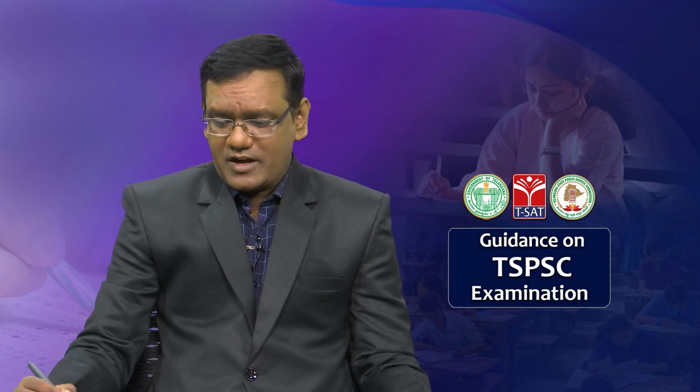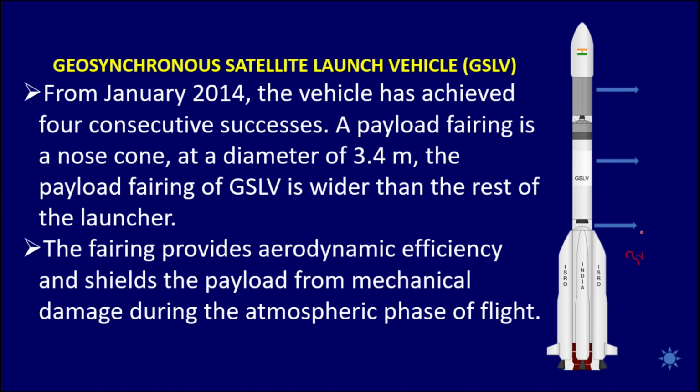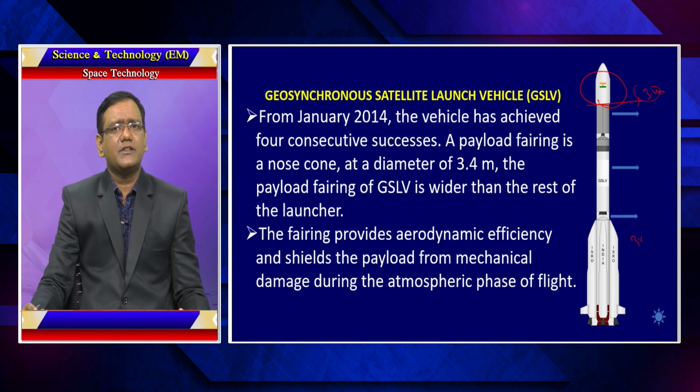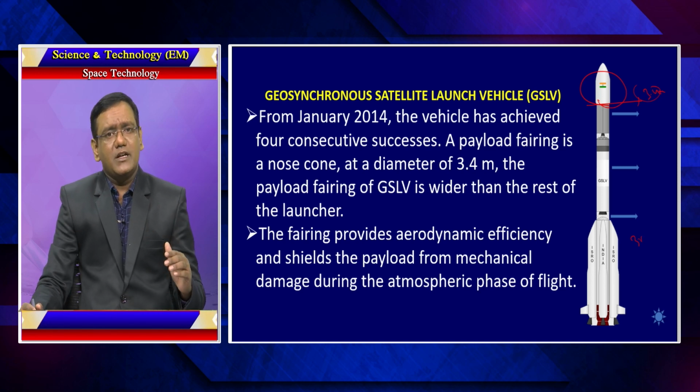So the geosynchronous satellite launch vehicle has 3 stages, whereas PSLV has 4 stages. From January 2014, the vehicle has achieved 4 consecutive successes. A payload fairing is a nose cone, that is this part, with a diameter of 3.4 meters. The payload fairing of the GSLV is wider than the rest of the launchers. Since it is wider, it is easy to carry a much higher weight to different spacecraft, different orbits. The fairing provides aerodynamic efficiency and shields the payload from mechanical damage during the atmospheric phase of flight.